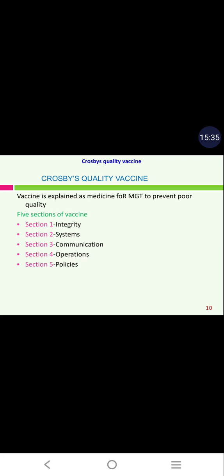Crosby has classified the vaccine into five sections. Section number one is integrity, and section number two is systems. Section number three is communication. Section four is operations, and section five is policies. Okay, so five sections of the vaccine. Now we will discuss them one by one in detail.